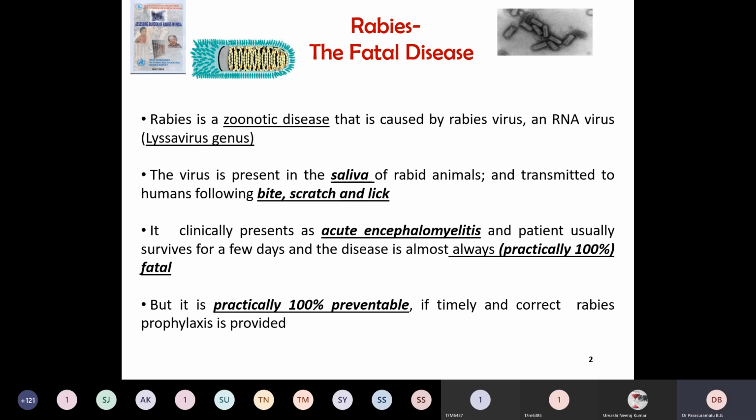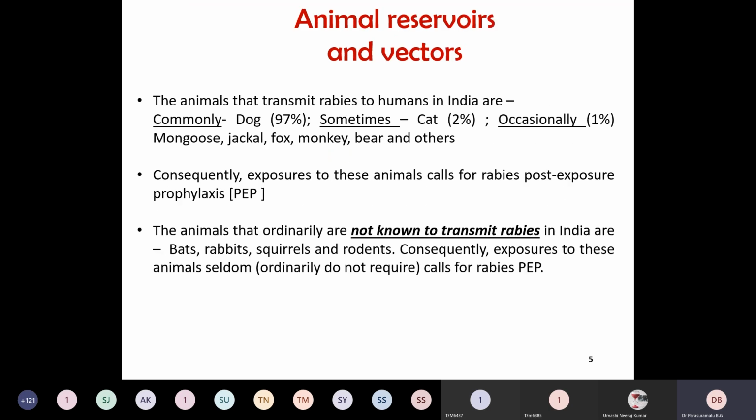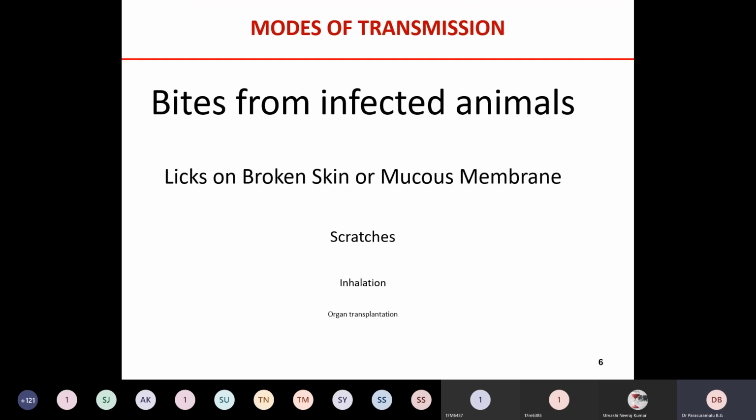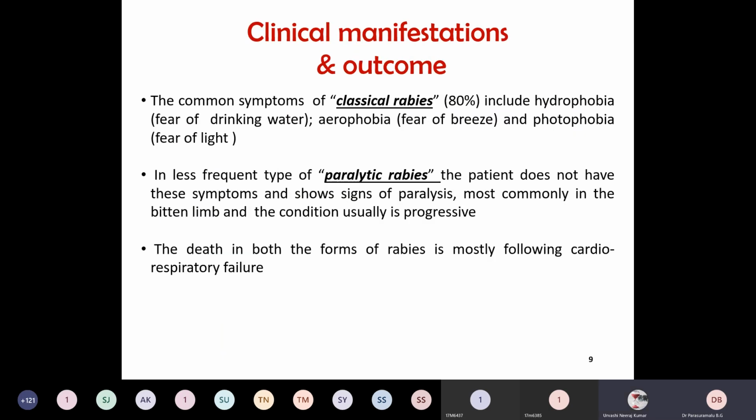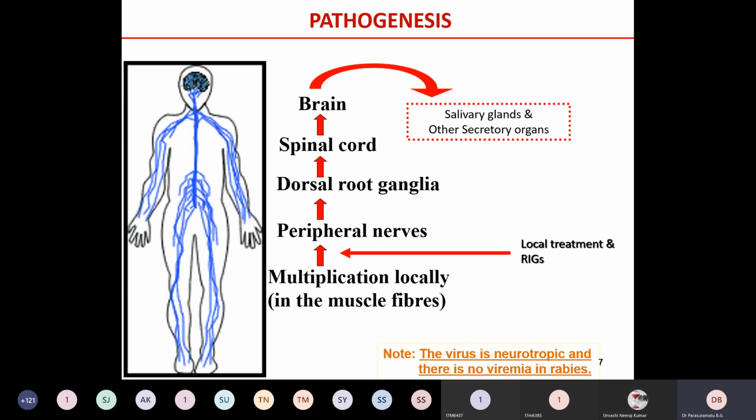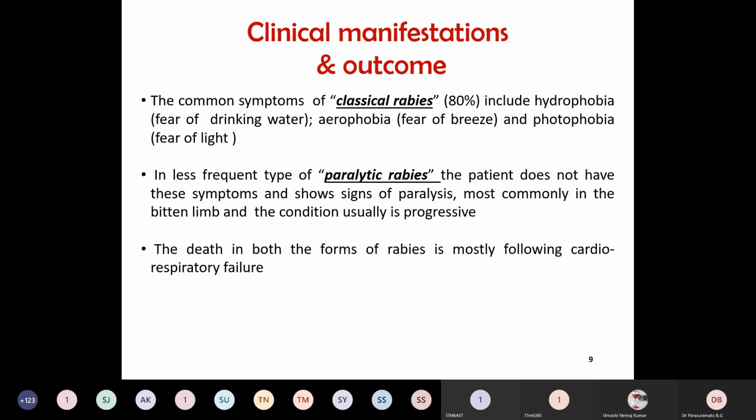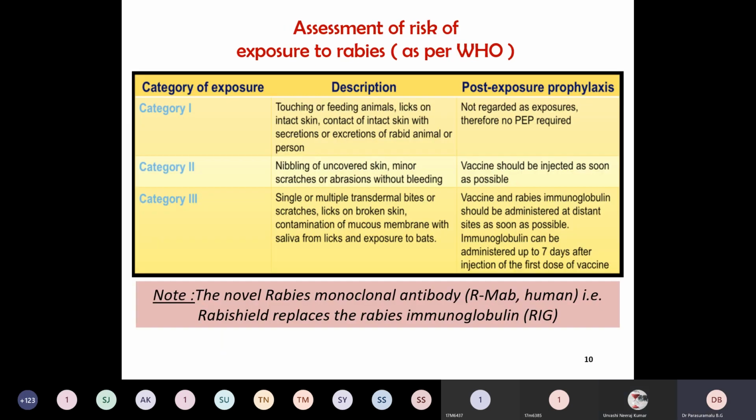Hello? Yes, sir. Can you see the movement of slides? Yes, sir. They're moving. Now you can see. Okay. Slide show.